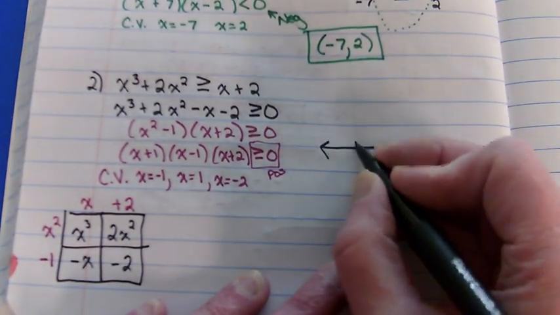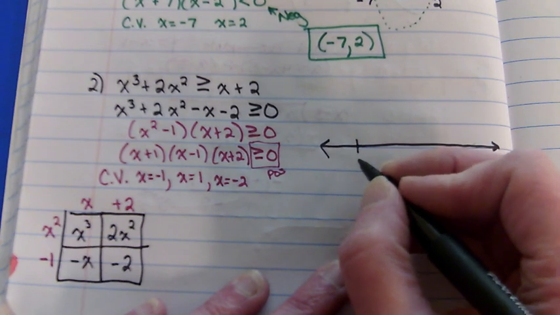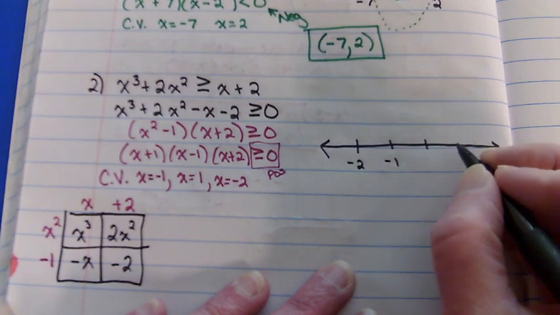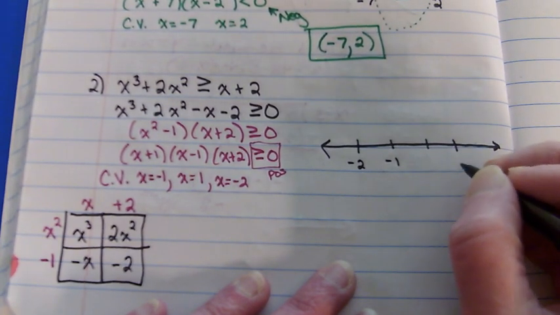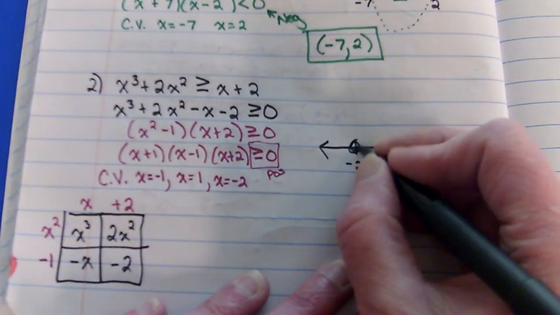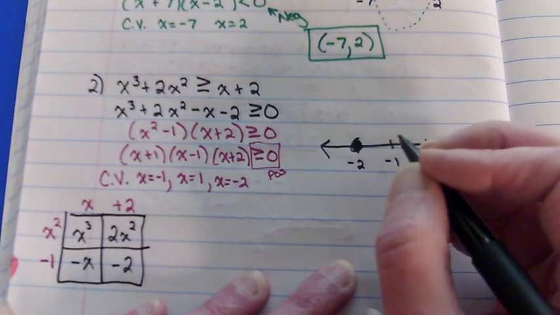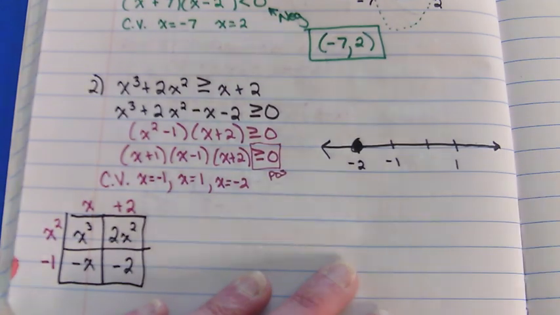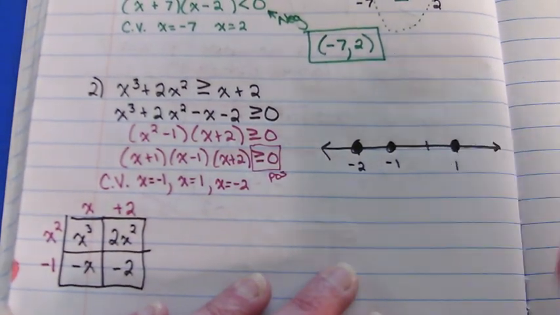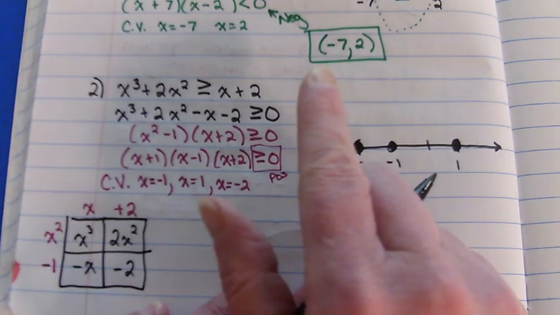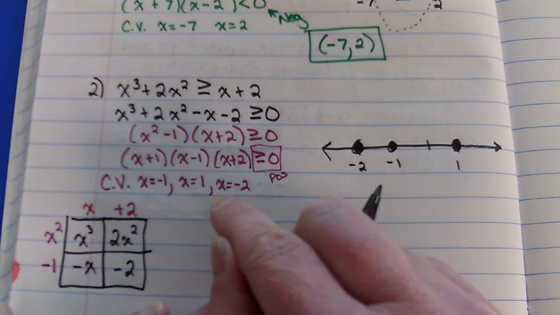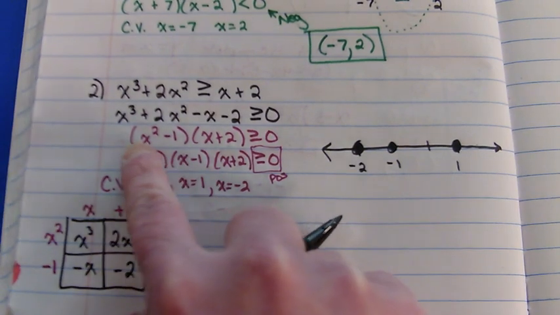So, -2, -1, and 1. And they are going to get closed circles. Closed circle, closed circle. Now, we can do the same thing we did up there and pick out numbers and plug them in. Or we can think about what this graph looks like.